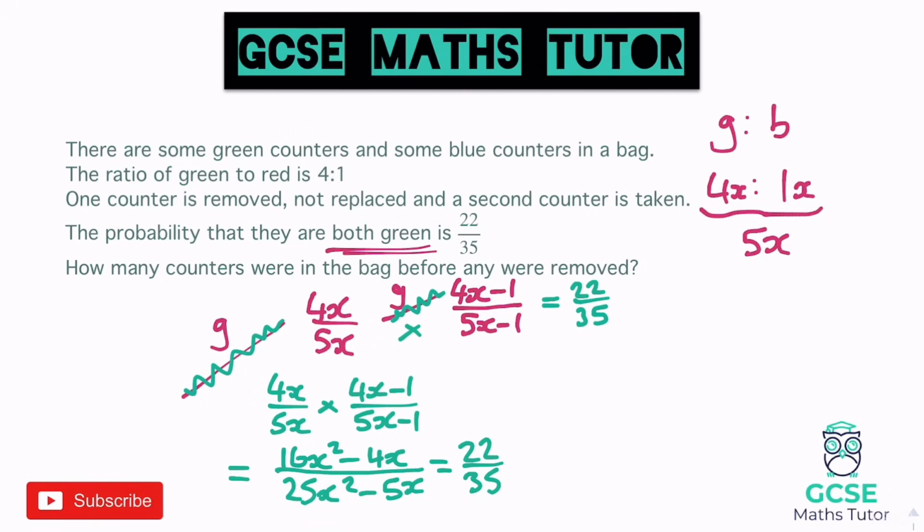So what we've got is a fraction on both sides of our equation, and in order to remove the denominators from both sides we're going to cross multiply. So I'm going to times both sides by 35, which is going to move 35 up to the top here. I'm going to times both sides by this 25x squared minus 5x, which is going to move that up to the numerator over here. And if I write that all out in one step, we have 35 lots of the left numerator. So we have 35 lots of 16x squared minus 4x, and that now equals 22 lots of the 25x squared minus the 5x.